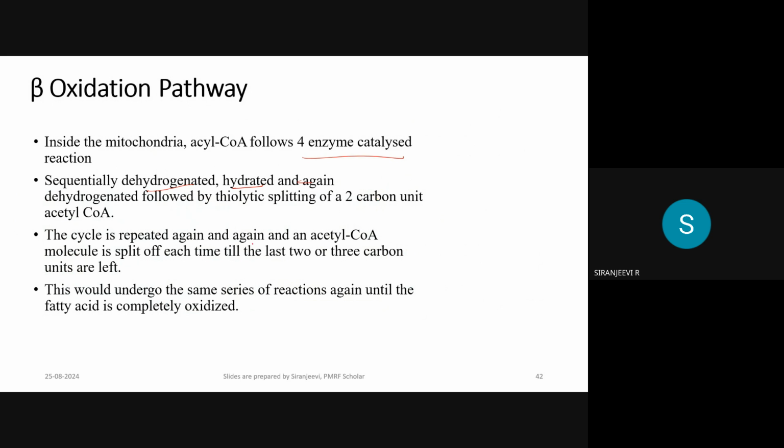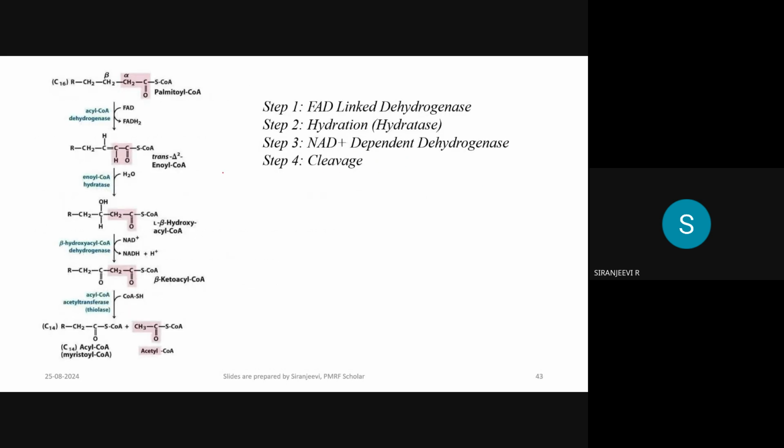The cycle is repeated again and again, and an acetyl CoA molecule is split off each time till the last two or three carbon units are left. The last two carbon unit is usually acetyl CoA, or the three carbon unit, usually propionyl CoA. So let's see how this happens. This is the overall reaction.